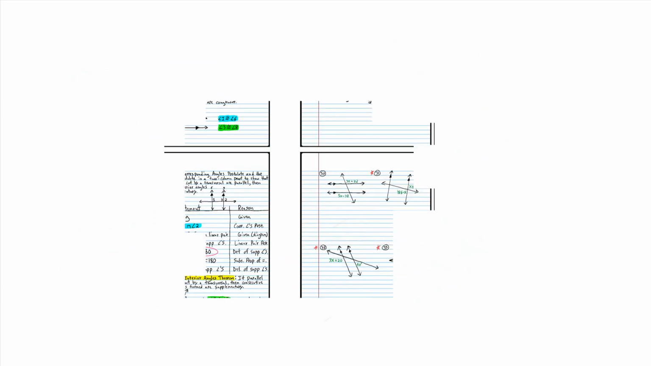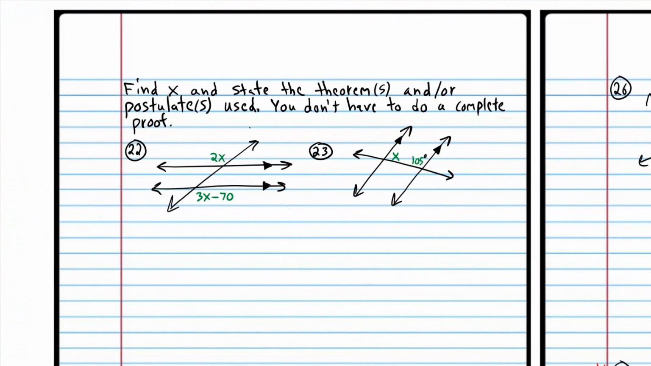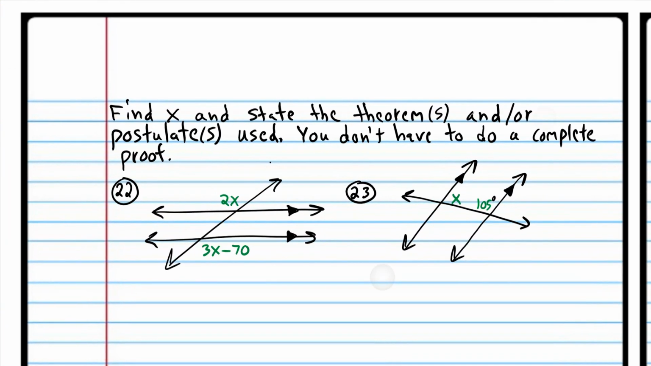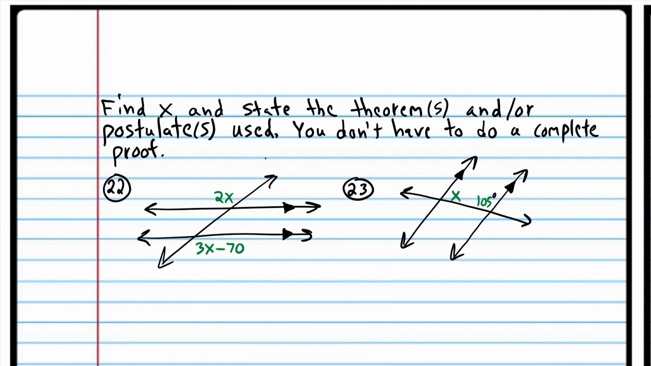So just to review here, we learned one postulate, the corresponding angles postulate, and three theorems: the alternate exterior angles theorem, the alternate interior angles theorem, and the consecutive interior angles theorem. Those are the four things that you have to know for this class, the primary things.